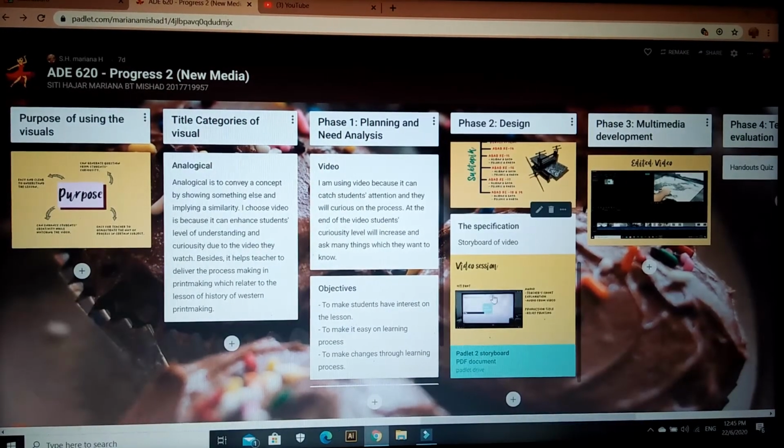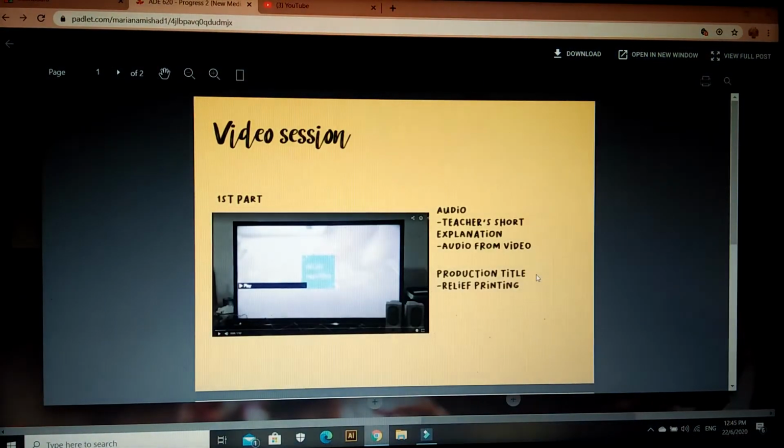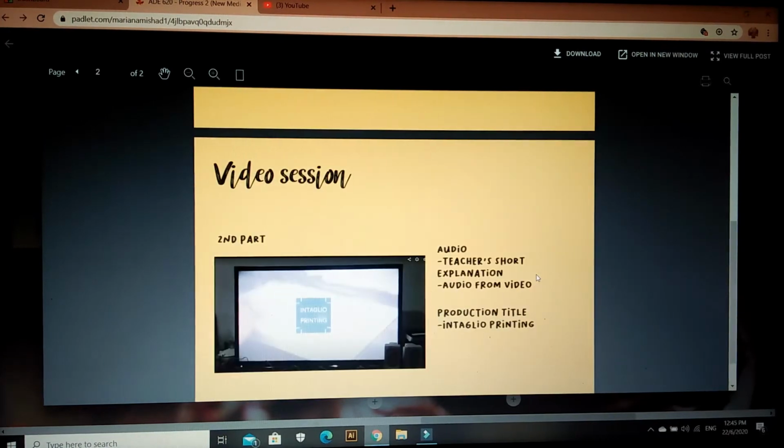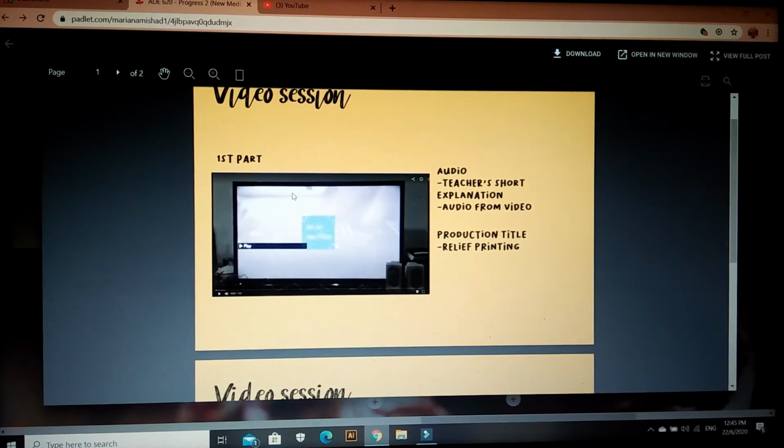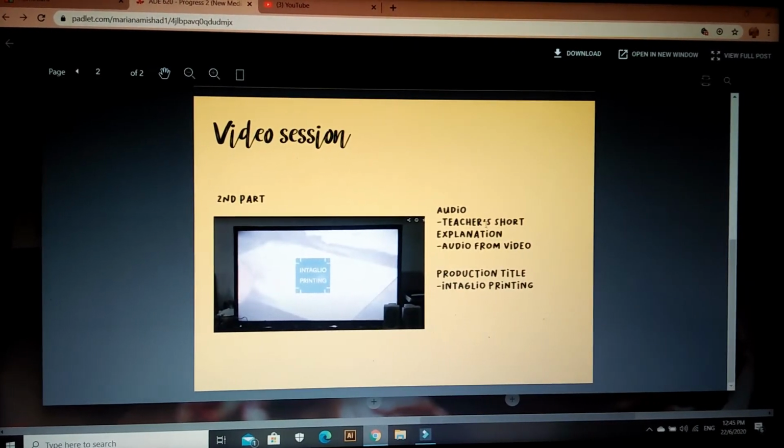So next is the storyboard of the video. On the storyboard there are only two parts. This is the first part, where I am using audio: the teacher's short explanation of what the video is about, and also the audio from the video. The production title is relief printing, and the second part still explains about the video but under a different title, which is intaglio printing.